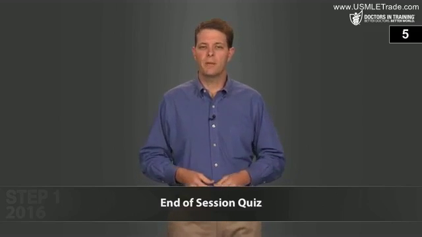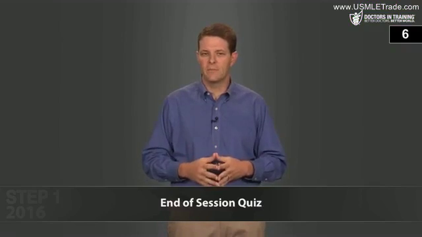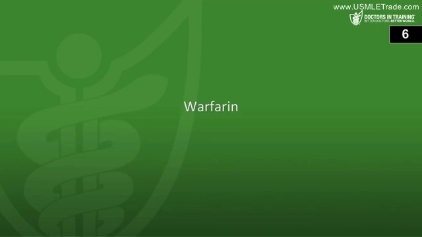Let's go over the answer to the end of session quiz. First question, which antibiotics are potentially teratogenic? So we mentioned the aminoglycosides, the tetracyclines, which cause discolored teeth, and the fluoroquinolones, which can potentially cause cartilage abnormalities. Next, a pregnant woman is diagnosed with a DVT of the left leg. Which anticoagulant is contraindicated during pregnancy? Well, that's warfarin.